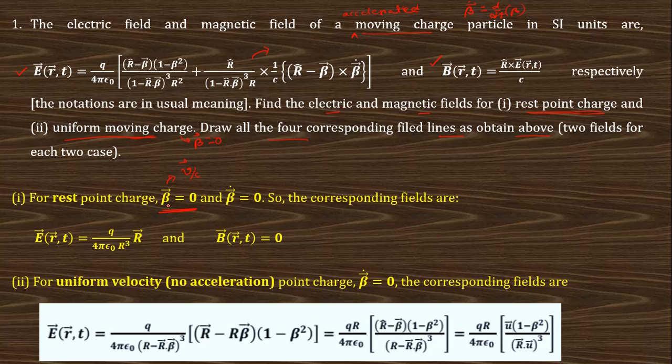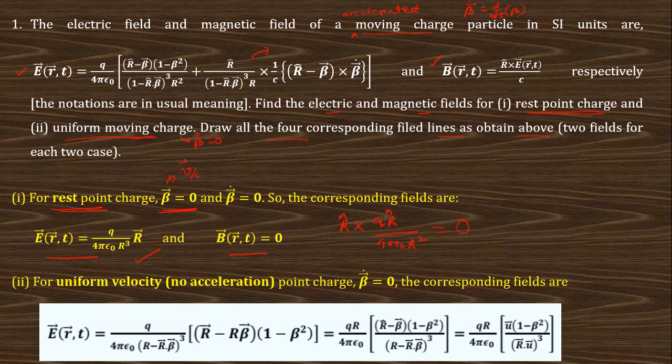So if we put the beta value 0 and beta dot 0 in this expression, this value is 0, this value is 0, and we get only the r cap by r square term. The other term is also 0 because there is a multiplication of beta dot. So we get only q by 4 pi epsilon naught times r cap by r square, right? And the corresponding B is 0, because B equals r cap cross E vector, and E is nothing but q r cap by 4 pi epsilon naught r square, so the r cap cross product is also 0. So the magnetic field is 0 and the electric field is like that for a rest point charge particle.